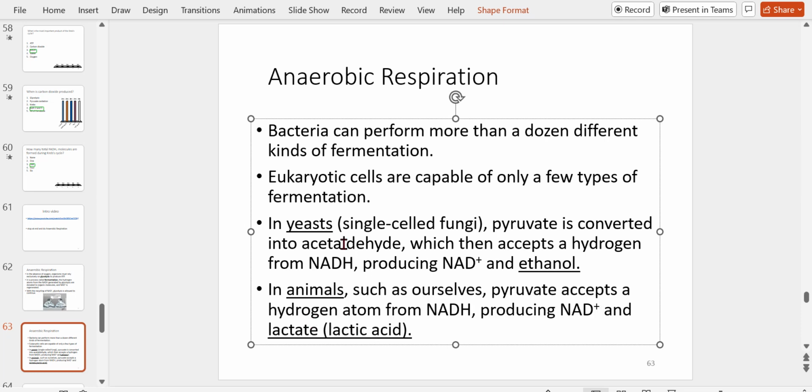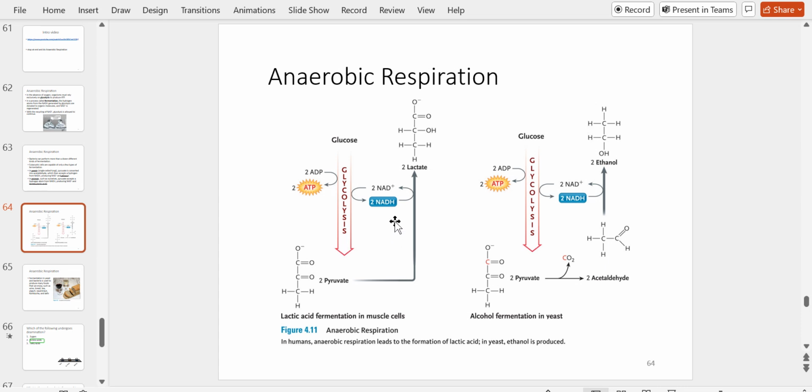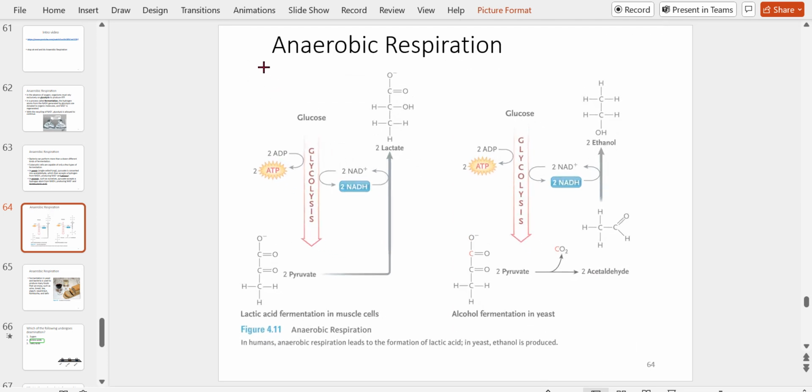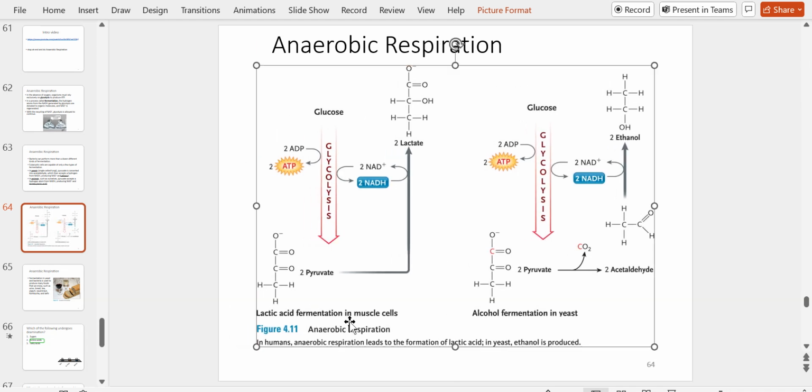That's in anaerobic respiration. So if you're running in an anaerobic environment, your muscles will be very sore the next day. More on anaerobic respiration, just the whole idea of what is happening here. There's your lactic acid fermentation in muscle cells, again with no oxygen. And this is alcohol fermentation in yeast. Fermentation.